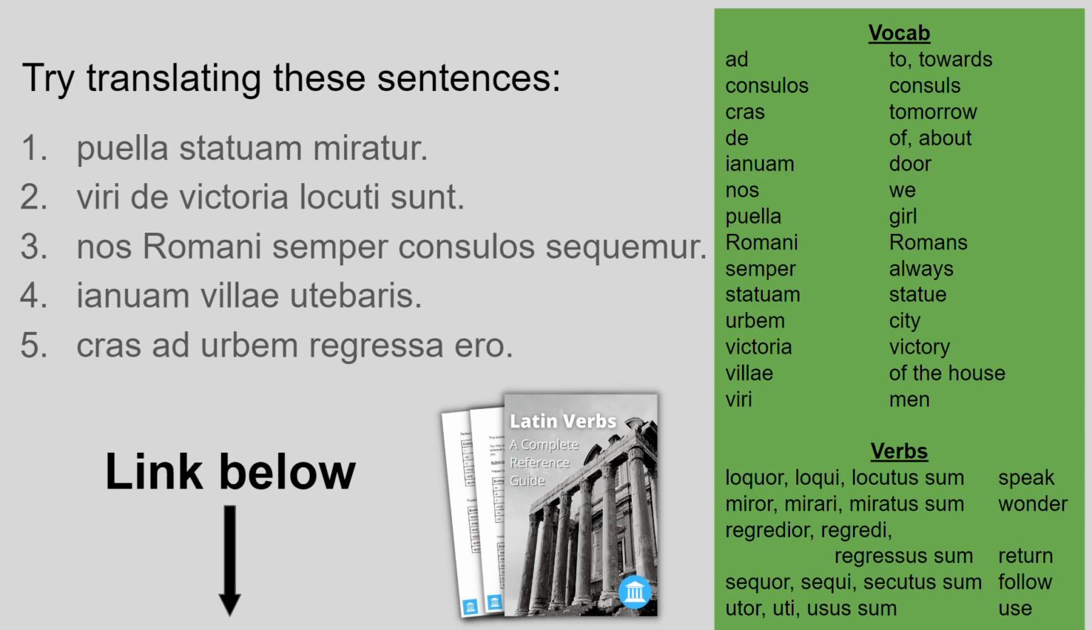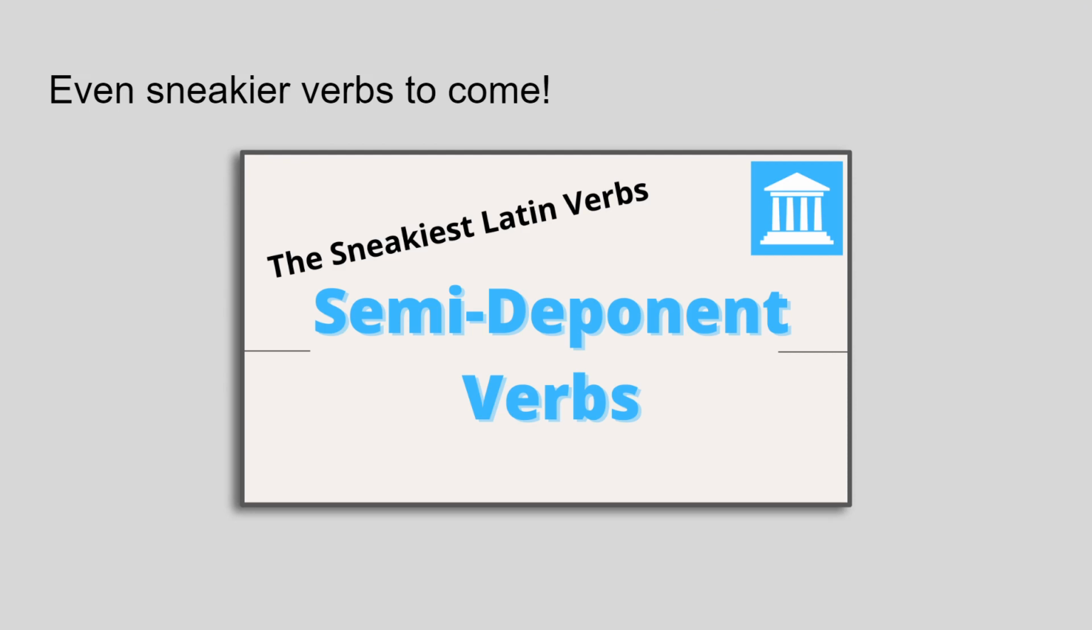And that's deponent verbs. I hope this has been useful. The most important thing to remember is that they look passive, but they're really active in meaning. They're sneaky ones. Now look out for my video about even sneakier verbs, semi-deponents, which will be on my channel soon.